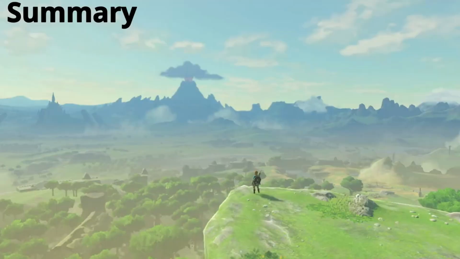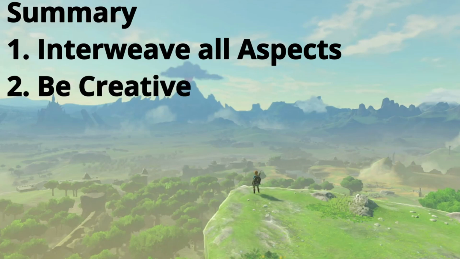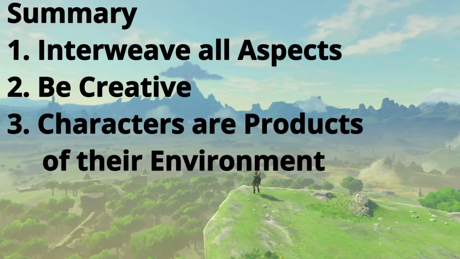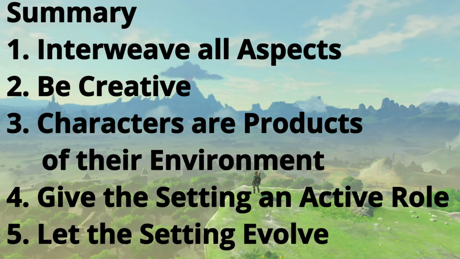So to summarize the main points I've made in this video: 1. All aspects of the world should be interwoven. 2. Try to be creative. 3. Characters should be products of their environment. 4. Let the setting play an active role in the plot. Let it inhibit the protagonist, help the protagonist, and reveal deeper insights to the protagonist. And 5. Don't be afraid to let your setting change over time. But anyway, that's all I have to say about setting for now.